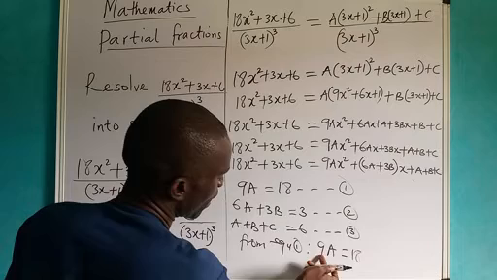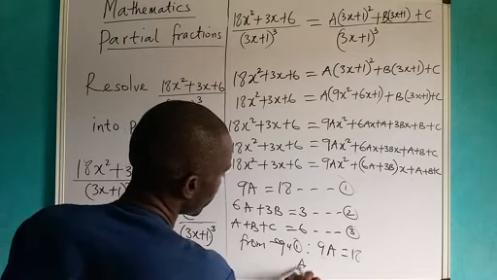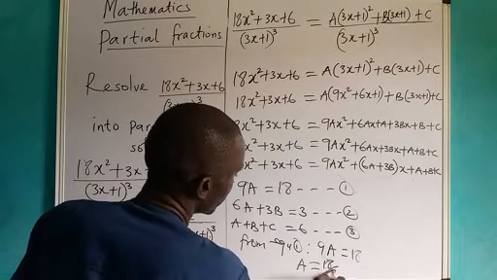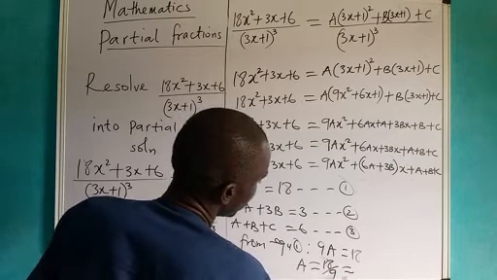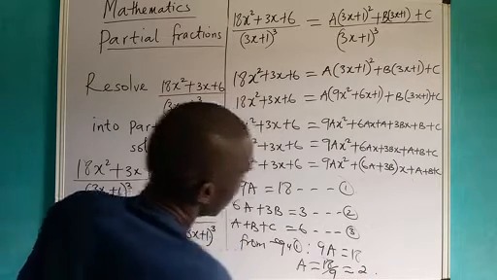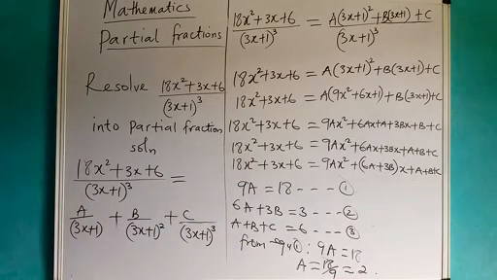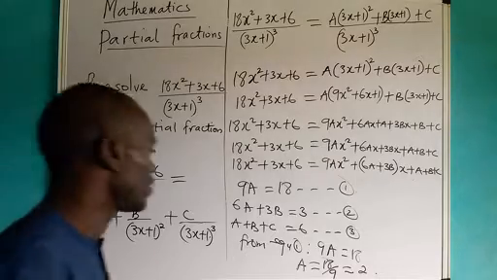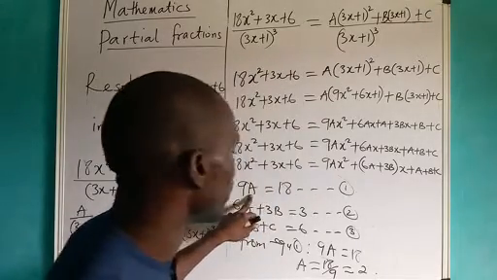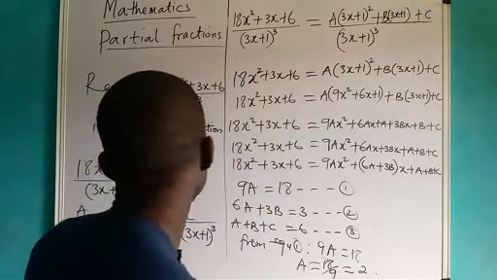I can say divide both sides by 9. Therefore, my a will be 18 divided by 9, and I'm going to be having 2 as my value. That is going to be the value of a. Now I have just obtained a. It means that I can find the other values.